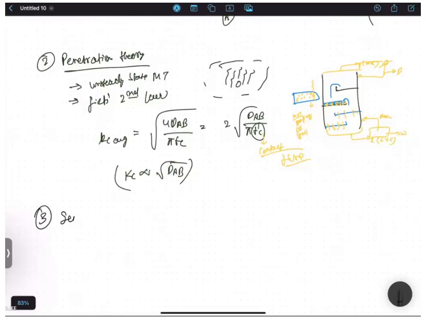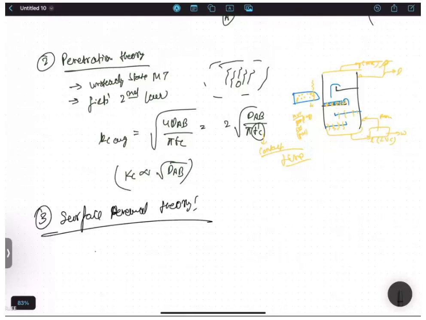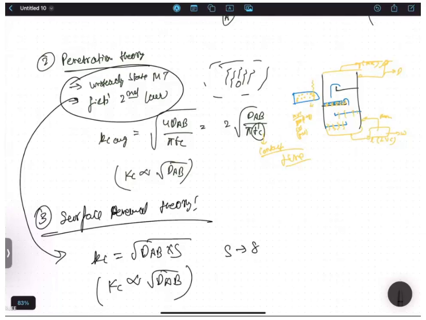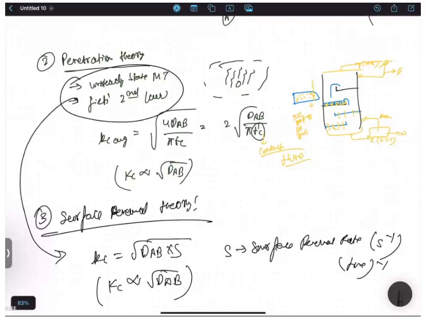The third is surface renewal theory. Here also these two assumptions are the same as before, and here Kc is equal to root under DAB into S, and you can write Kc directly proportional to root under DAB. Okay, and S is your surface renewal rate, and its unit is second inverse, or time inverse, generally second inverse. And here also Kc is directly proportional to root under DAB.